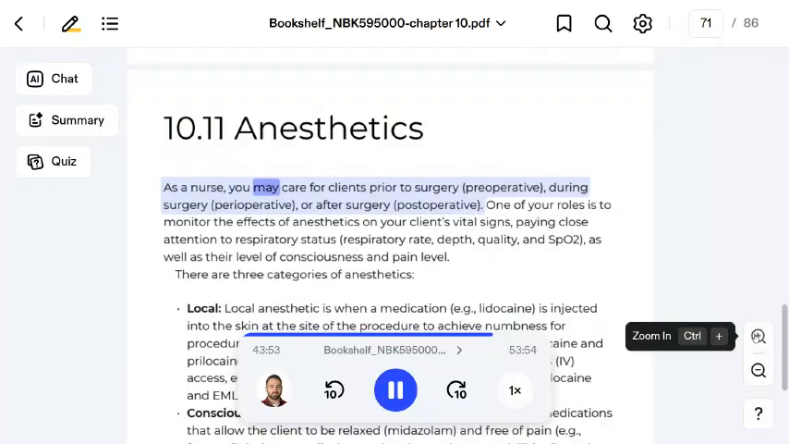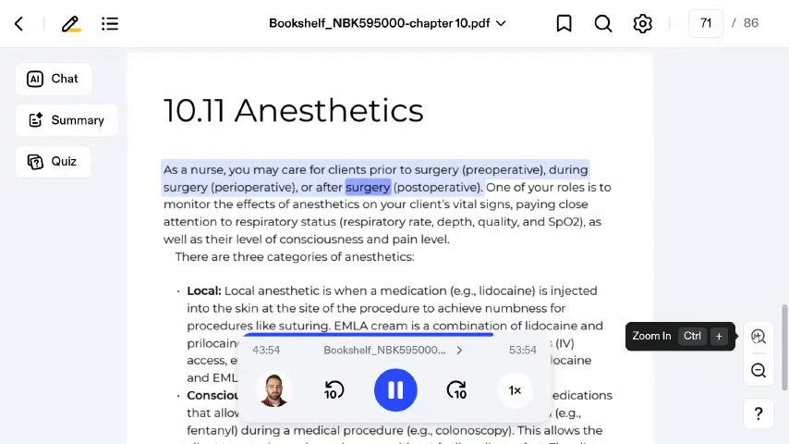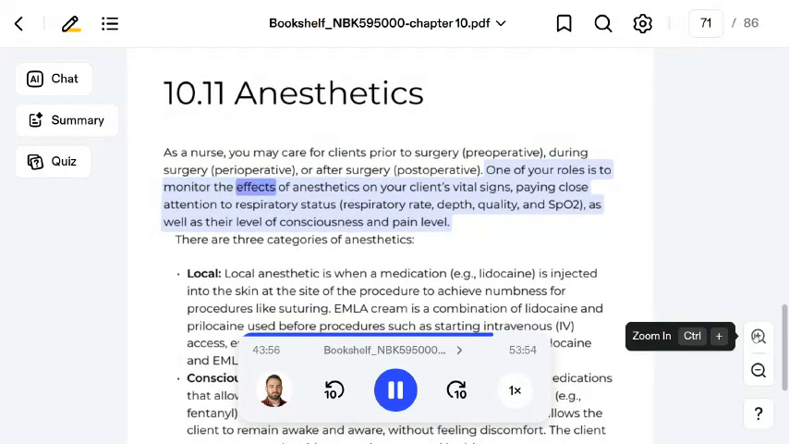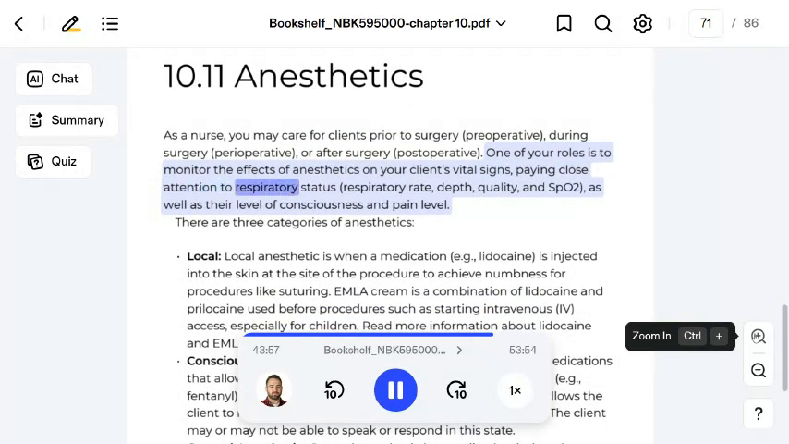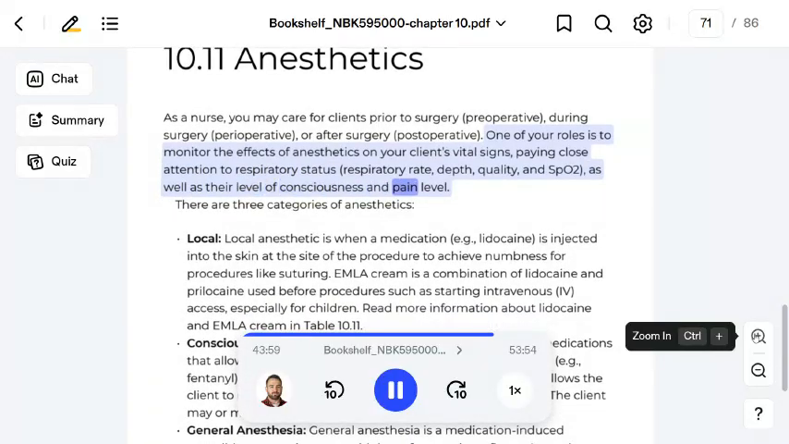10.11 Anesthetics. As a nurse, you may care for clients prior to surgery, during surgery, or after surgery. One of your roles is to monitor the effects of anesthetics on your client's vital signs, paying close attention to respiratory status, as well as their level of consciousness and pain level.